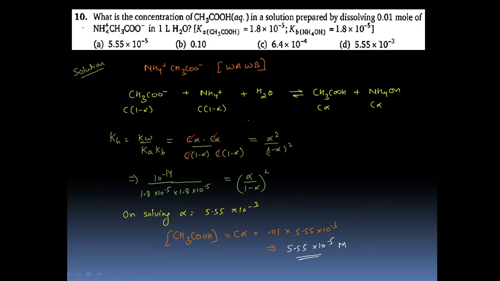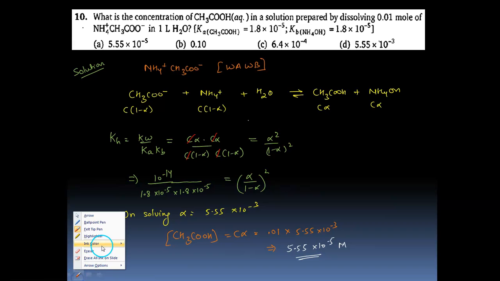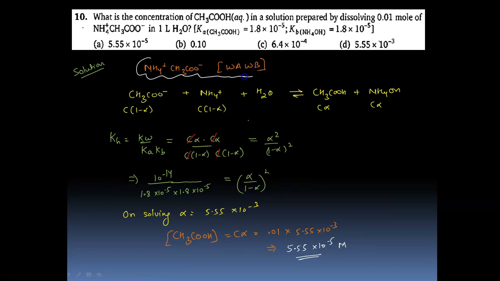Next. Question number 10. What is the concentration of acetic acid in a solution prepared by dissolving 0.01 mole of ammonium acetate in 1 liter of water? So ammonium acetate is a salt of a weak acid and weak base. Let us say the initial concentration was C. Out of that, C into 1 minus alpha is what remained; the rest got hydrolyzed. It reacted with water to form acetic acid and NH4OH, so C alpha concentration for both of them.